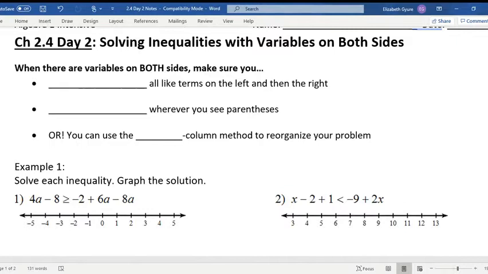So when there are variables on both sides, make sure you combine all like terms on the left and the right. Distribute wherever you see parentheses, or you can use the two-column method to reorganize your problem. Okay, so solve each inequality.